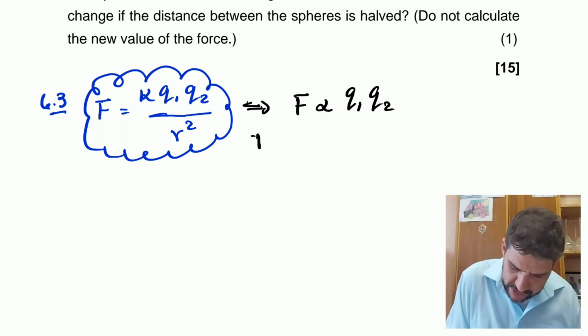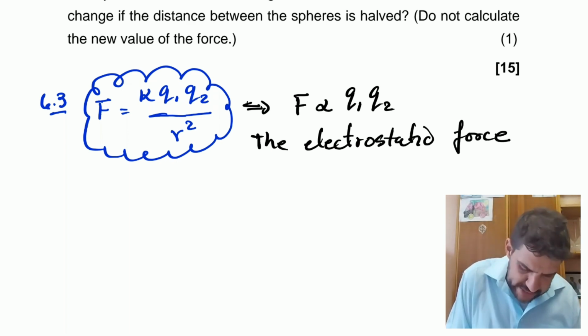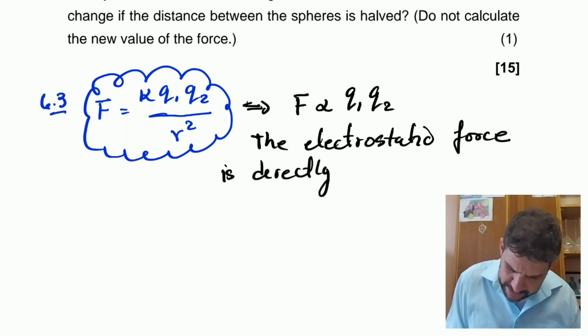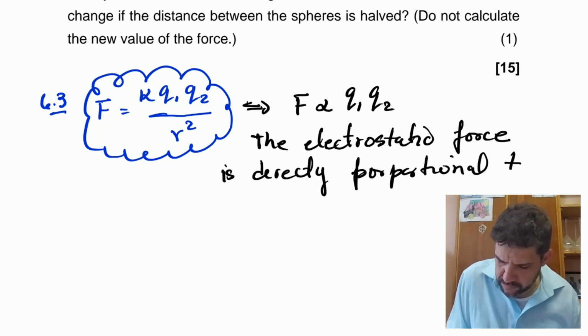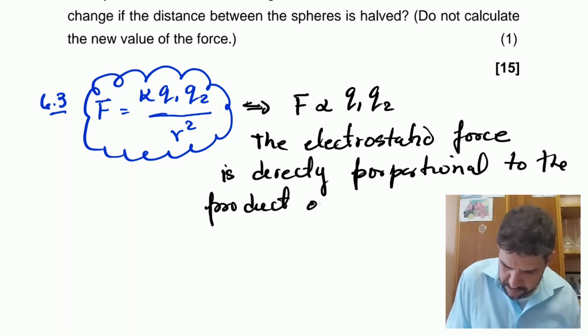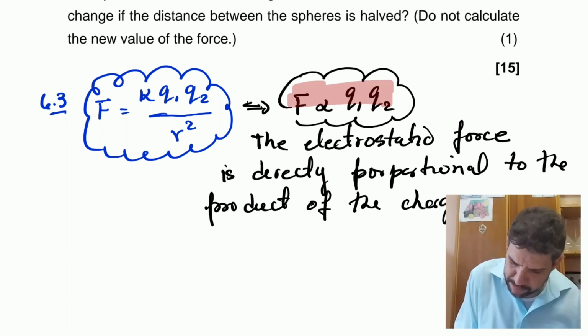So the electrostatic force is directly proportional to the product of the charges. That is the first part of the law, which is written in this specific point there, guys. This one is the first part of the law.